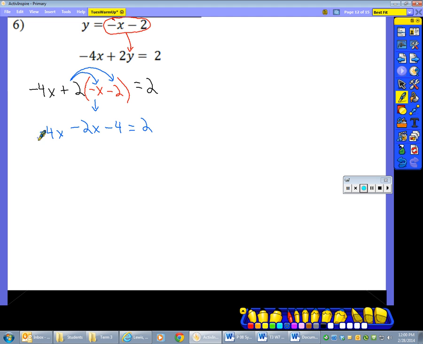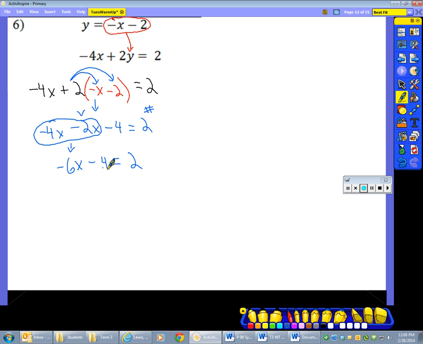Alright, now we've got this long equation that we need to solve, and you can pick a variable side and a number side, and it doesn't really matter which is which. So I'm just going to say this is my variable side and this is my number side. These are what's called like terms. They're both x's, so I can combine those. A negative 4x and negative 2x is a negative 6x. That's a 7th grade standard that you learned about, combining like terms.